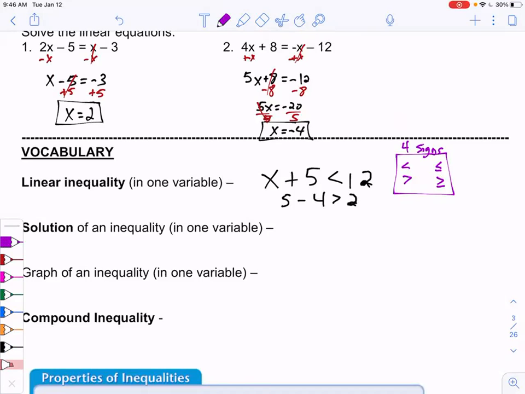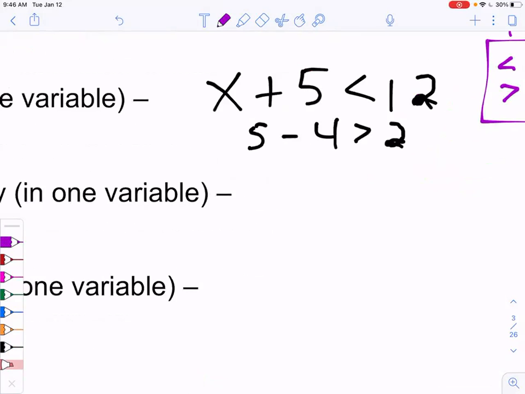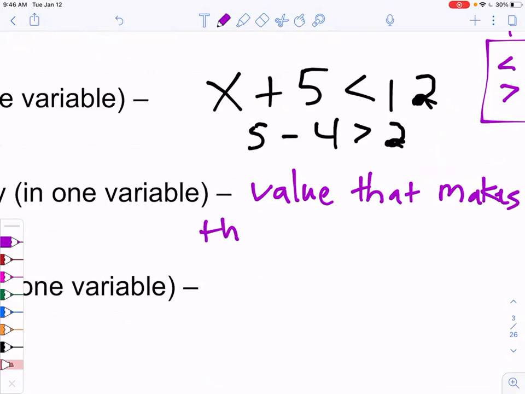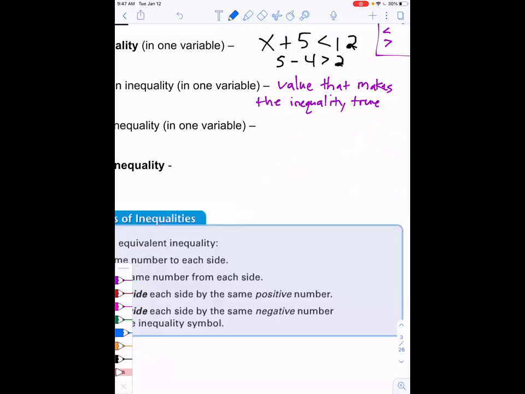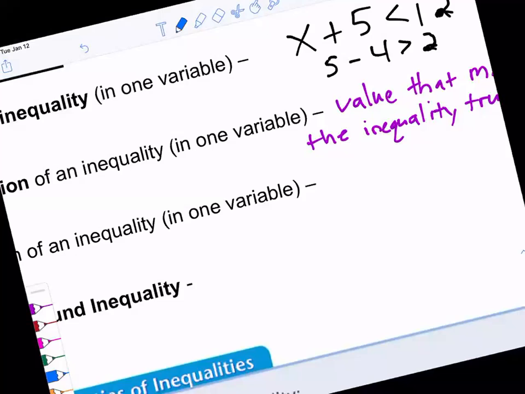Okay, the solution to an inequality in one variable is the value that makes the inequality true. And that's the same definition we set for an equation. The equation, the value that makes the equation true. It's the same definition, we're just changing it to say the word inequality. It really is just an equation, except the sign. Instead of an equal sign, you have an inequality sign.